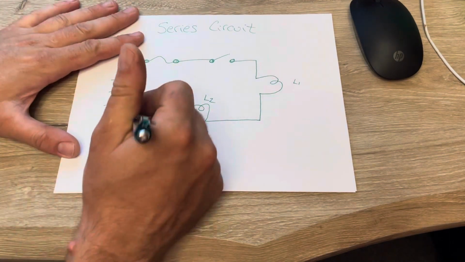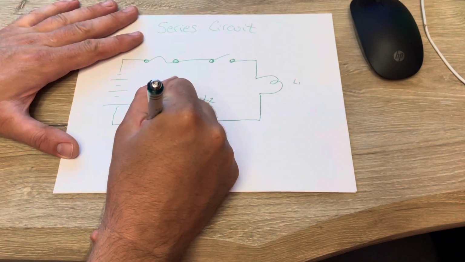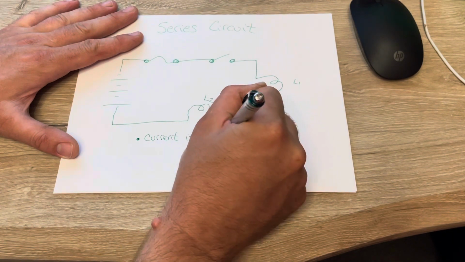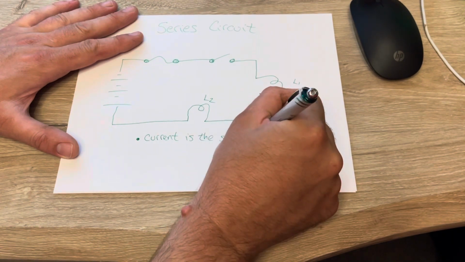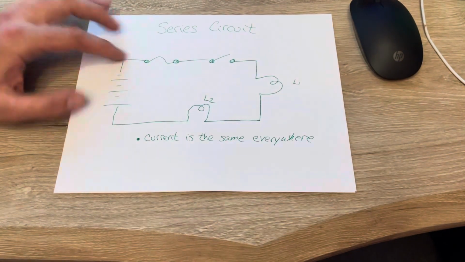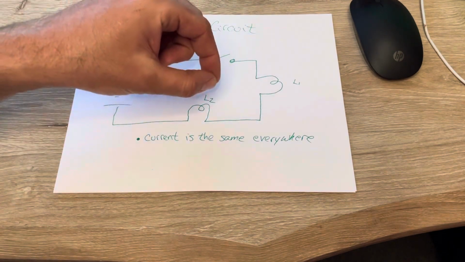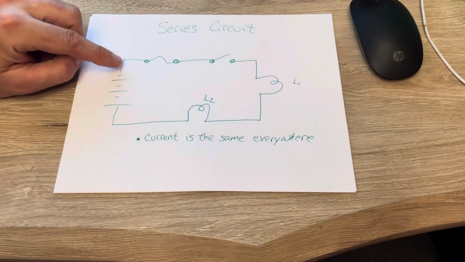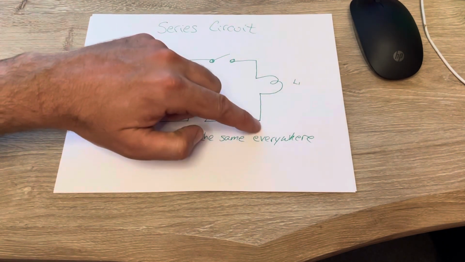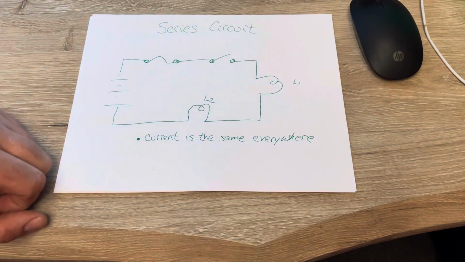So here's the three rules that you have to live by. Okay? Current is the same everywhere. So it doesn't matter where you break this circuit and measure the amperage or use an amp clamp. If you measure 2 amps leaving this battery here, you would measure 2 amps here, 2 amps here, or 2 amps here, because in a series circuit, the current is the same everywhere.